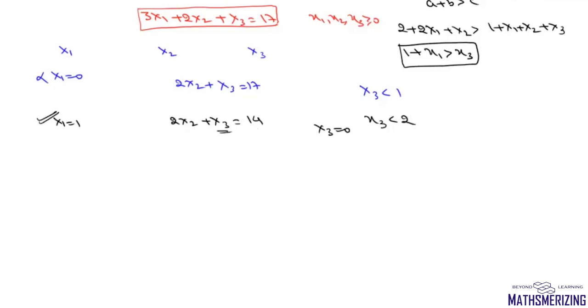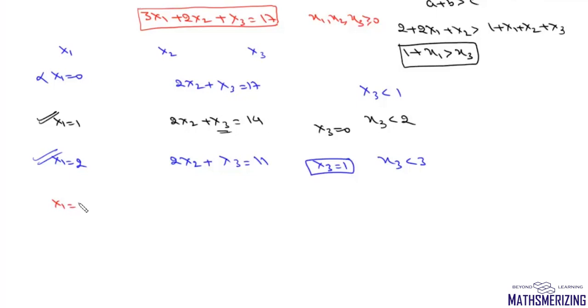Now we'll take x1 as 2, we'll write 2x2 plus x3, and it'll be 11. And here x3 is less than 3. Now again x3 has to be an odd number. So the only odd number possible in this case is x3 equals 1. So that's our second triangle possible.